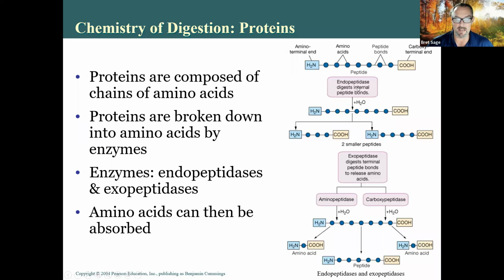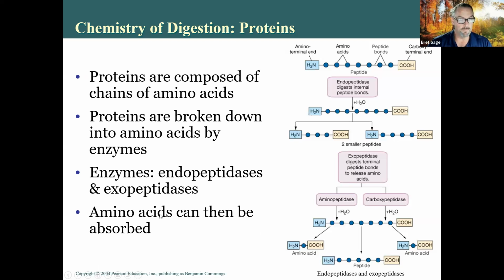So when you take an endopeptidase, which breaks it up in the middle, you're basically splitting it into two larger pieces. Those are endopeptidases because endo means inside. Exopeptidases do the opposite. They cleave the distal or terminal amino acid off. So aminopeptidases cleave off the amino end, and carboxypeptidases, as you can imagine, cleave off the carboxyl terminal amino acid, giving you individual amino acids and peptides.